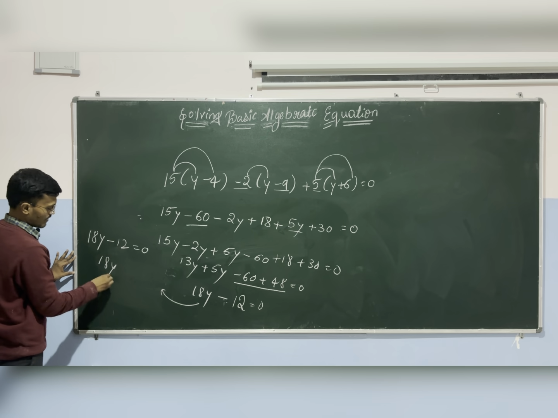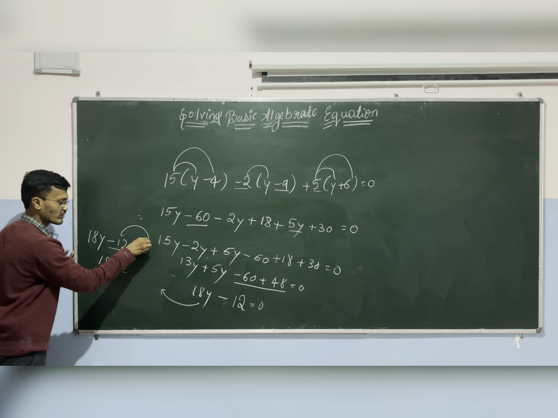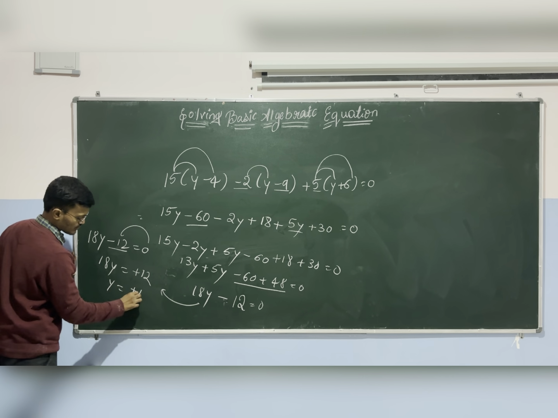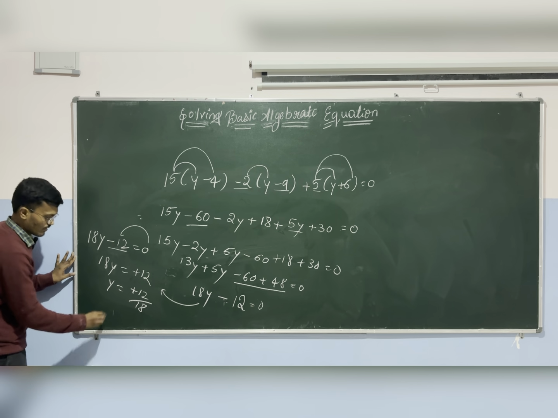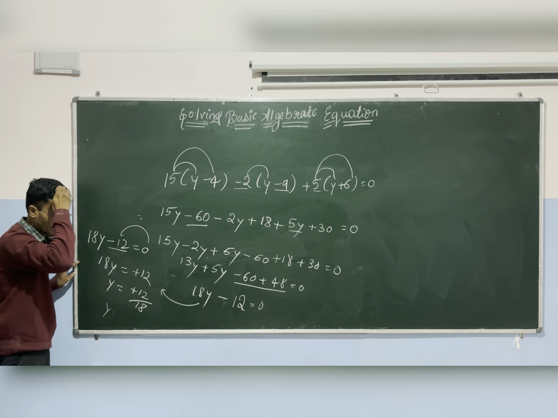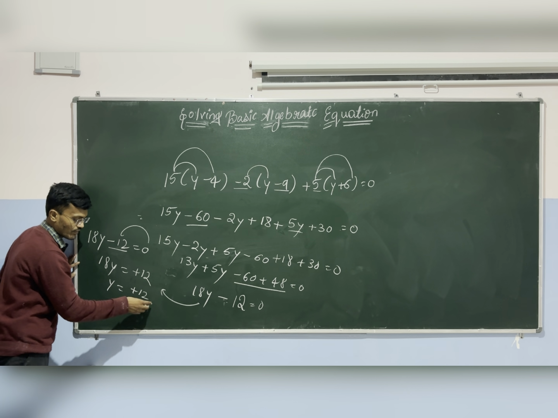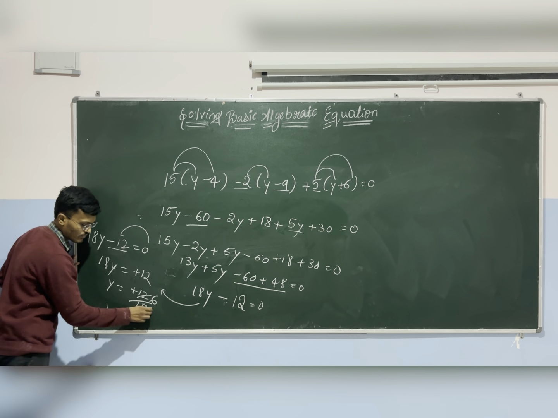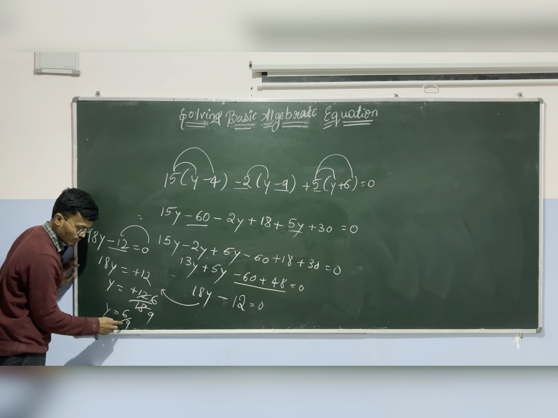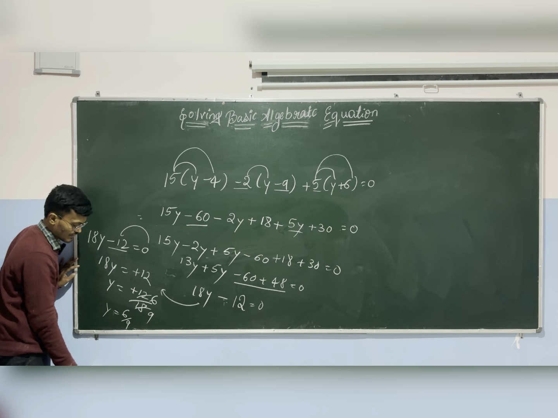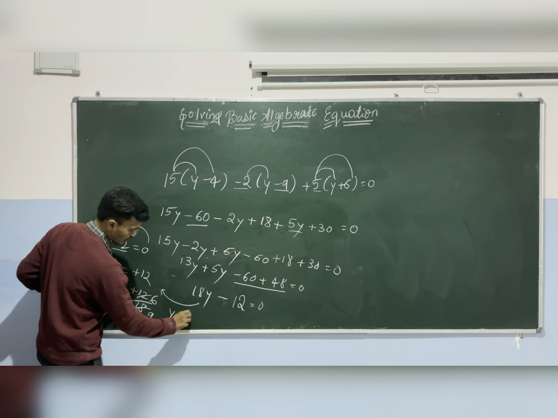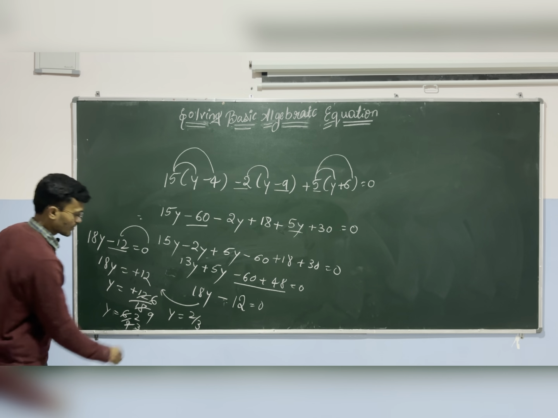So 18y equal to this minus, you need to shift into the right hand side. So plus 12. Y is equal to plus 12 divided by 18. These two terms go in the 6 table: 2 6s are 12, 3 6s are 18. So y is equal to 6 by 9. Again these two fractions go in the 3 table: 3 2s are 6, 3 3s are 9. Final y is equal to 2 by 3. Y is equal to 2 by 3.